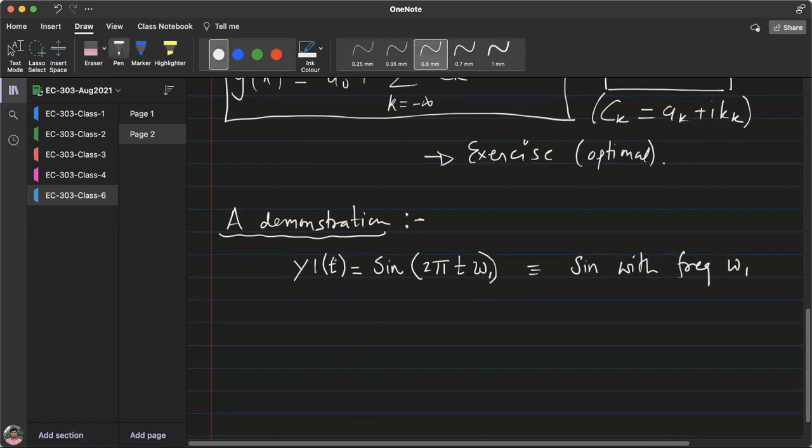Okay. So, but you can just replace time by space here. It makes no difference whatsoever. Okay. So think of there is some wave, which is following a sine wave with a frequency omega 1.